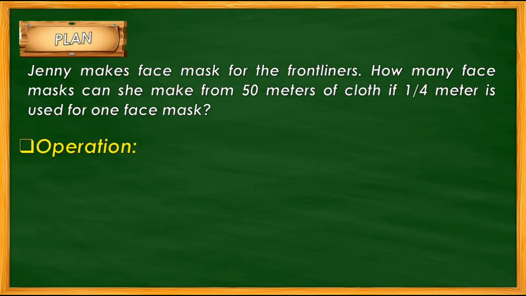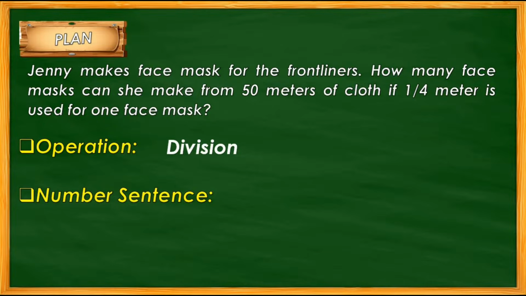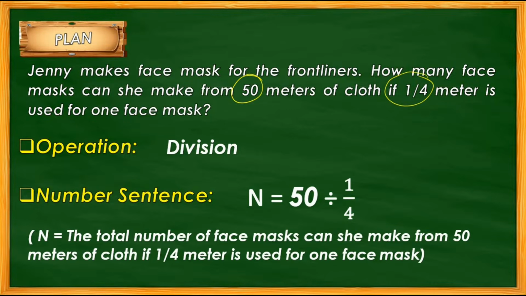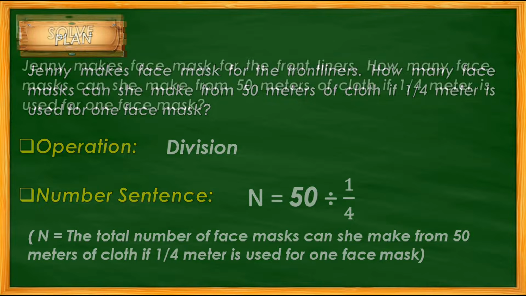Next, we're going to plan the problem. What would be the operation to be used? The operation is division. And then the number sentence is we have 50 and 1/4. So n is equal to 50 divided by 1/4, where n is the total number of face masks she can make from 50 meters of cloth if 1/4 meter is used for one face mask.